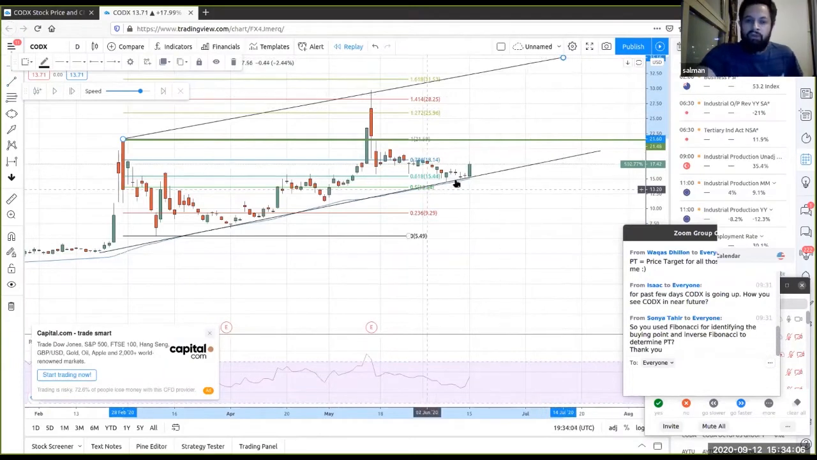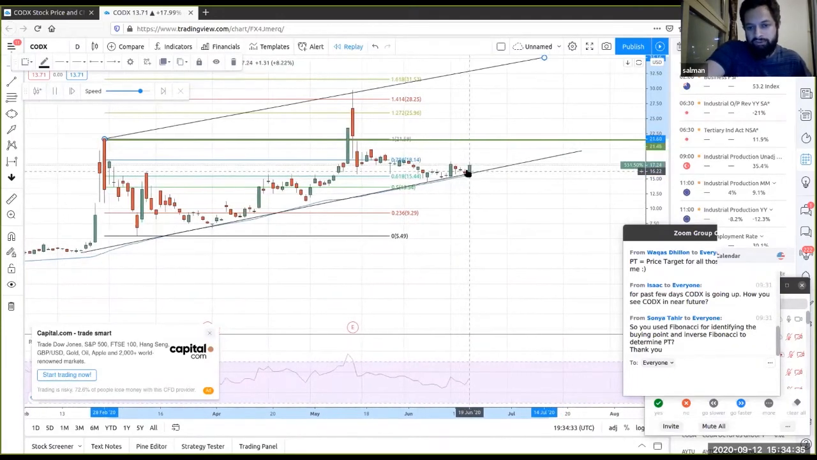So this trend line was important for us. When you plot a trend line, all the trend lines are not valid. You have to remember that many trend lines don't work. And how do you know that a trend line is working? You see here, I should have stopped it a bit earlier. When it touches the trend line, it goes up.